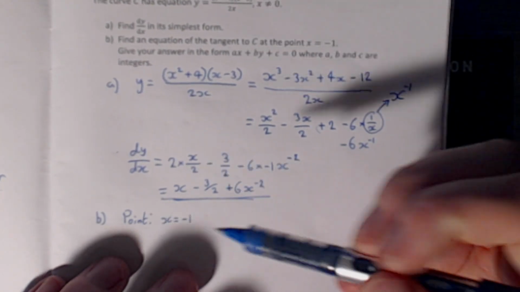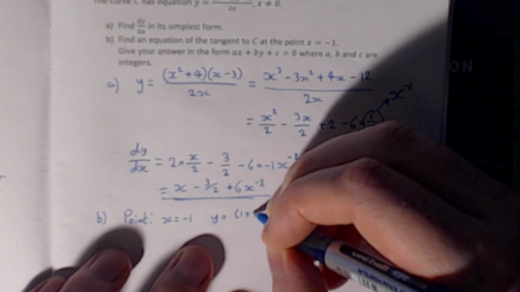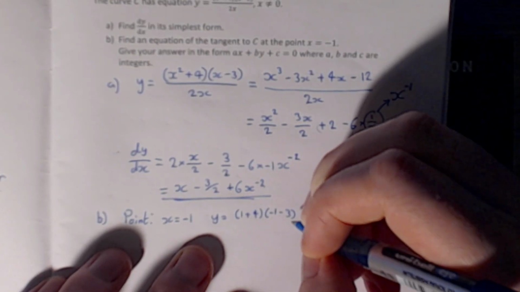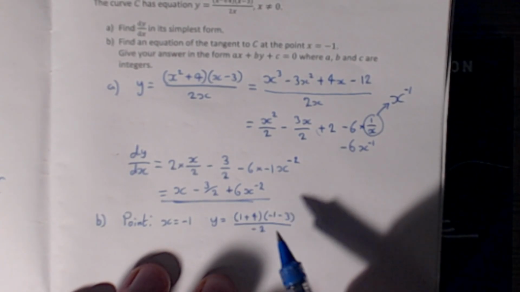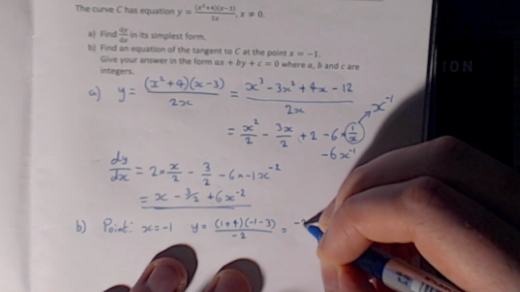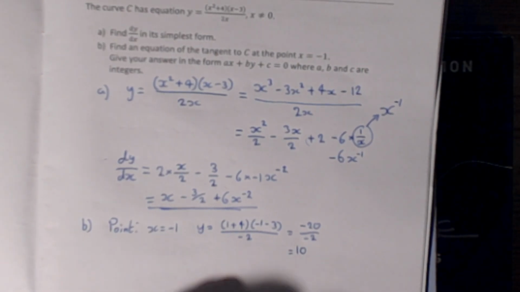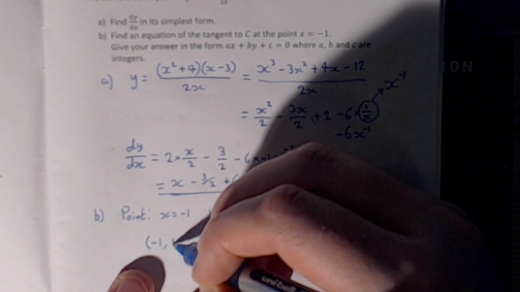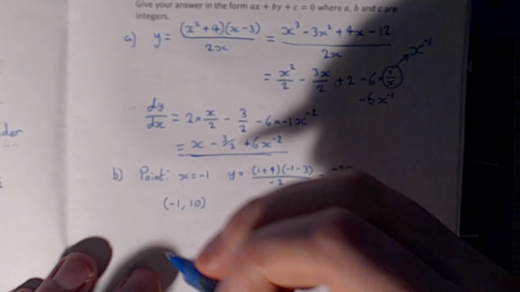And if we do that, we get that y, well, that's going to equal (1 plus 4)(minus 1, take 3), all over negative 2. That's going to be 5 times minus 4, which is negative 20, over minus 2, or 10. So our point is negative 1 and 10. Again, you can do that in your calculator if you so wish.